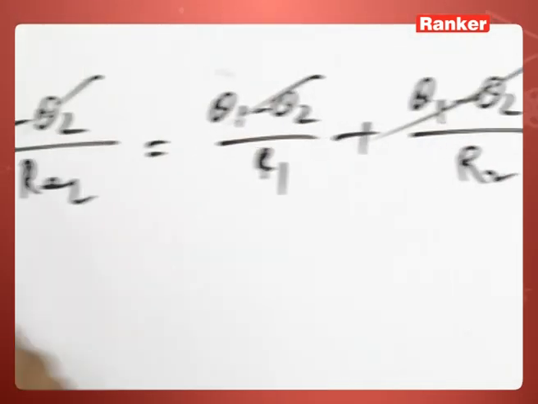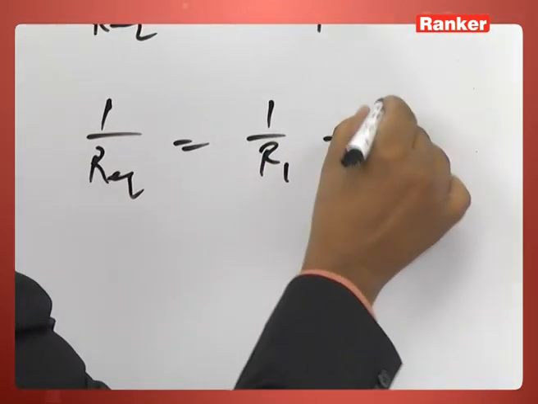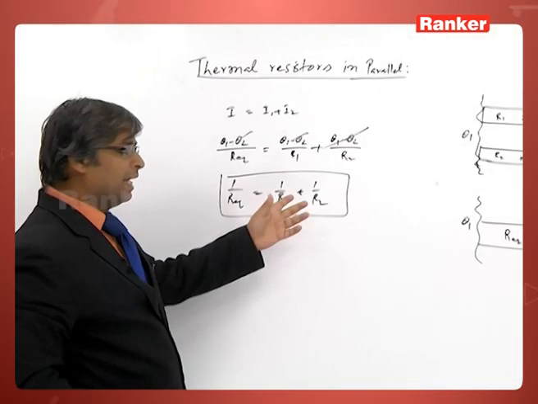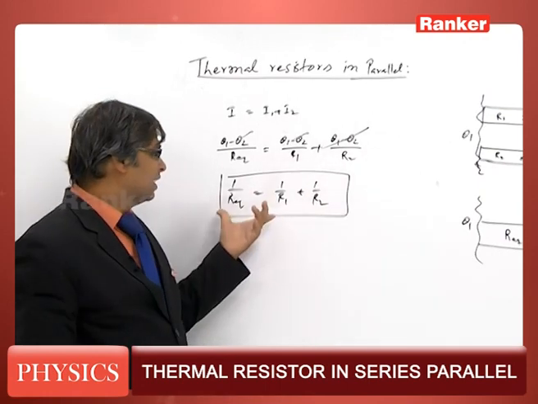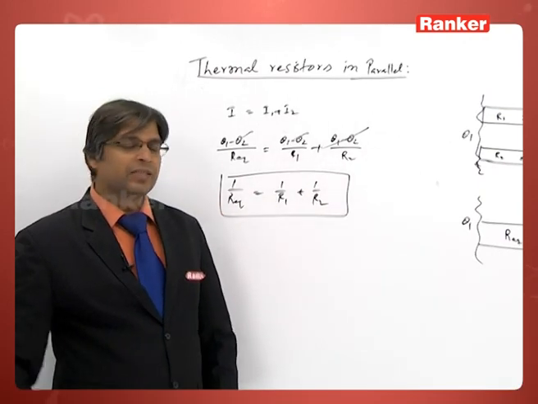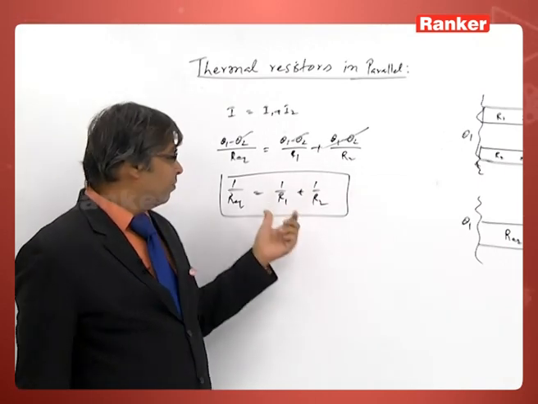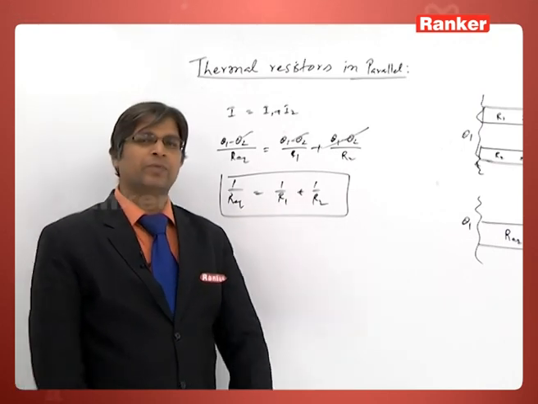So, these two terms cancel out. This is the same way in which parallel resistances in current conduction are added. Thus, thermal resistors in parallel will give 1 by R equivalent is equal to 1 by R 1 plus 1 by R 2.